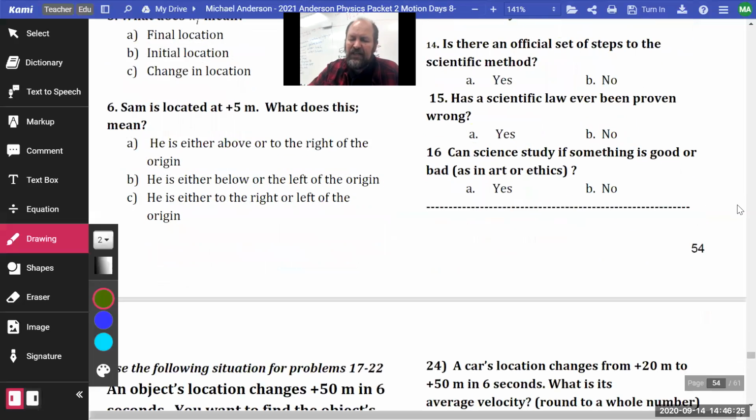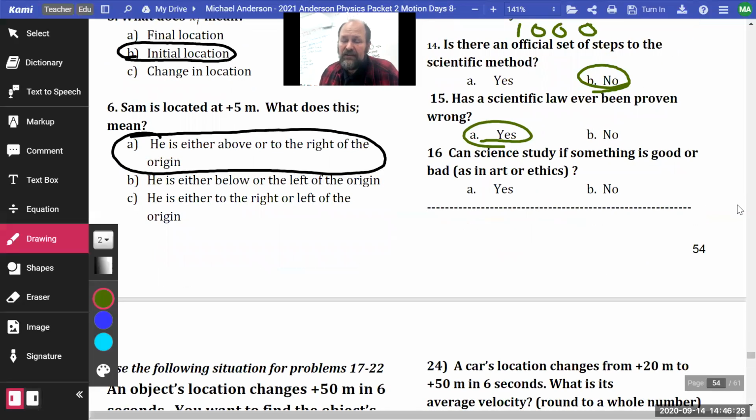Number 16, can science study if something is good or bad, like in art, a good piece of art, a beautiful piece of art, or a yucky piece, a well-done sculpture or a poorly done sculpture. Ethics, you know, a good law or a bad law, the proper thing to do or the improper thing to do. Can science study those things? And the answer to that is no. If you cannot put a number on it, then it most likely is not science.